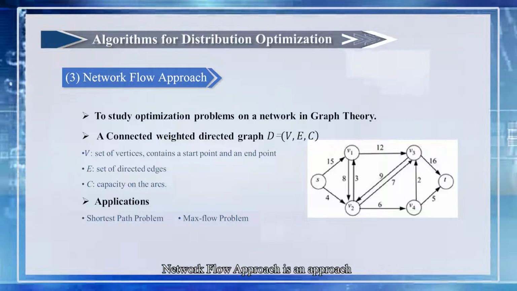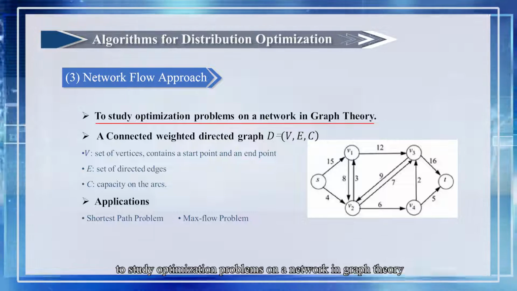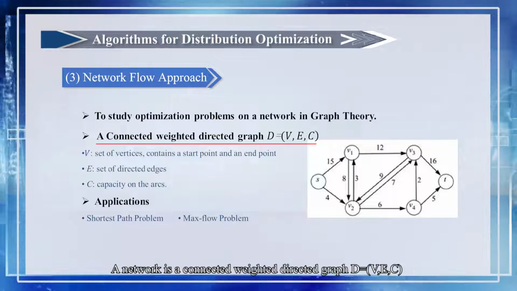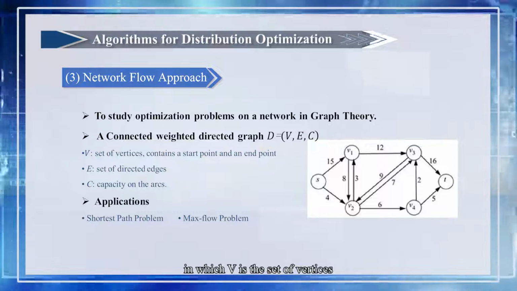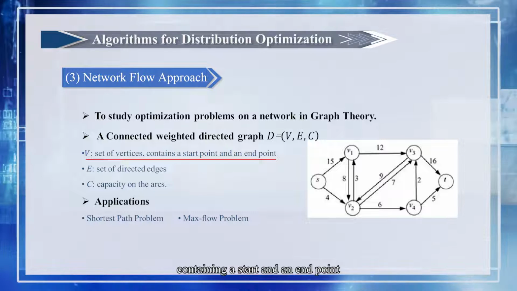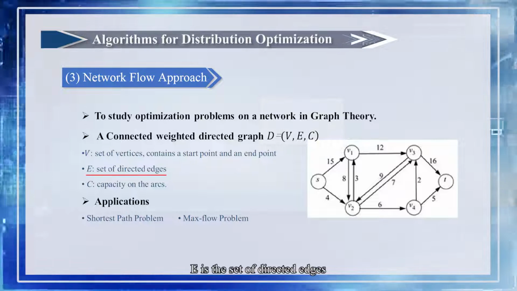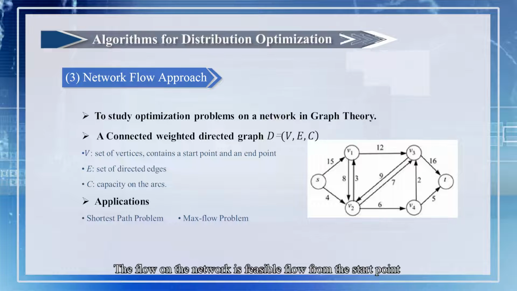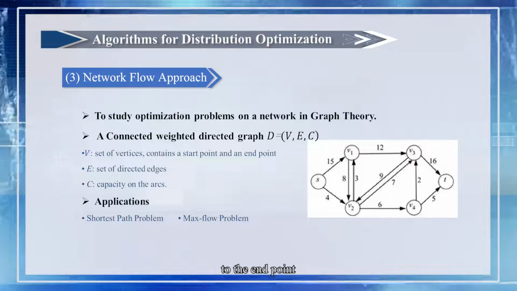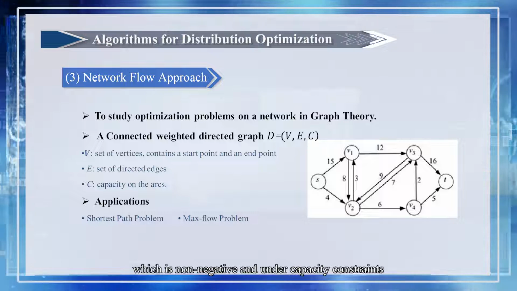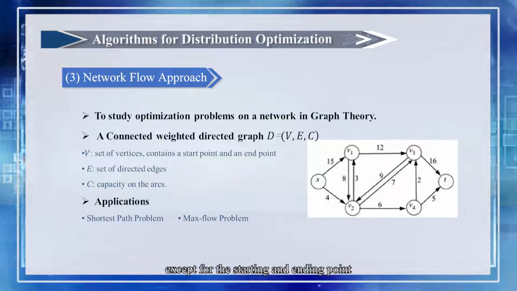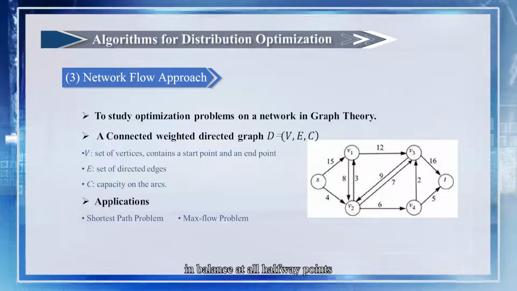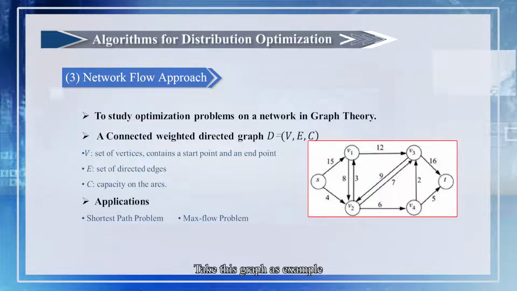The network flow approach studies optimization problems on a network in graph theory. A network is a connected weighted directed graph D equals (V, E, C), in which V is the set of vertices containing a start and an end point, E is the set of directed edges, and C is the capacity on the arcs. The flow on the network is a feasible flow from the start point to the end point, which is non-negative and under capacity constraints. Additionally, except for the starting and ending point, it is required to keep the inflow and outflow in balance at all halfway points. Take this graph as an example.